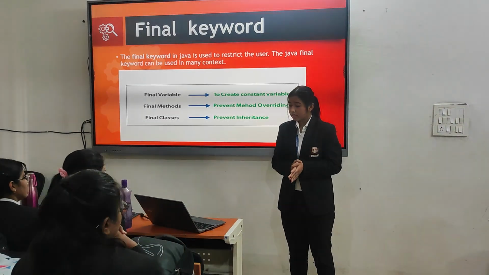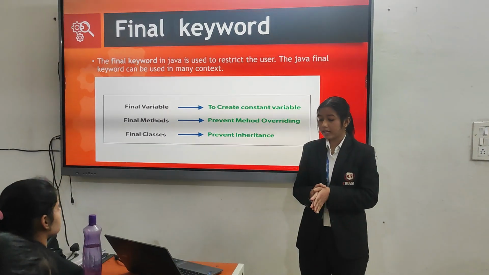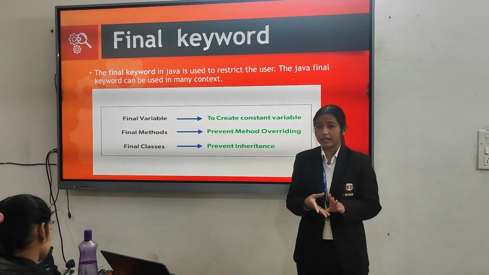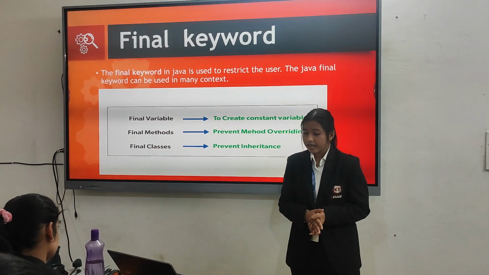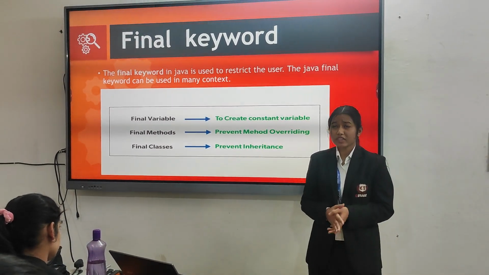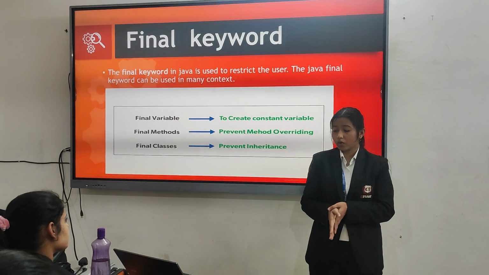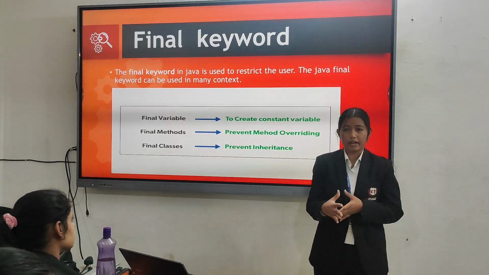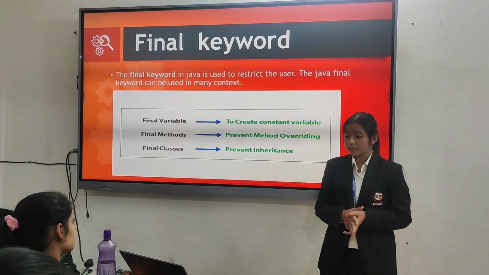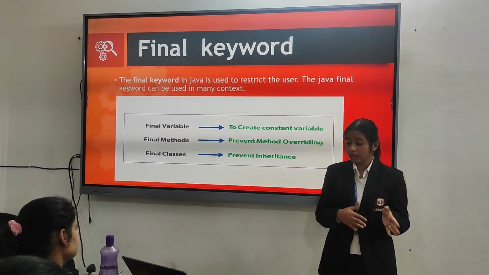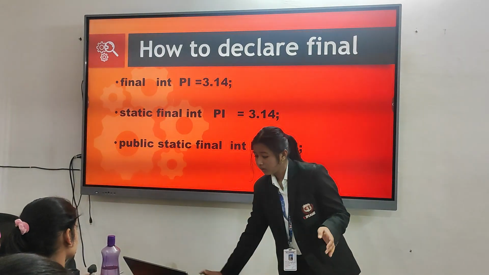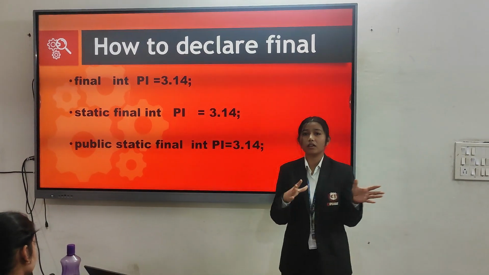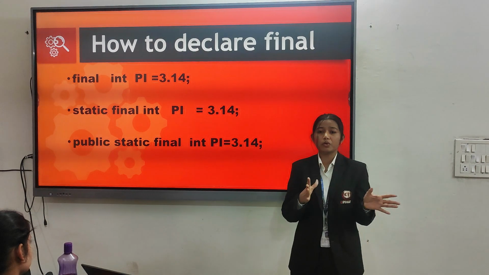The Java final keyword can be used in many contexts, that is final variable, final method, and final classes. A final variable is used to create a constant value that you can't change throughout the program, a final method is created to prevent method overriding, and a final class is created to prevent inheritance. So how do we make the variable constant? We have to use the final keyword.